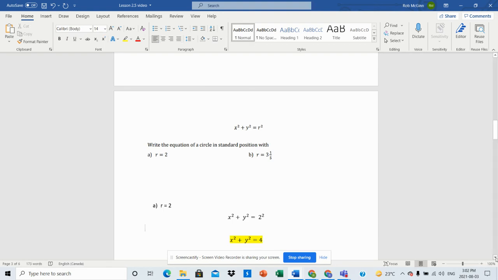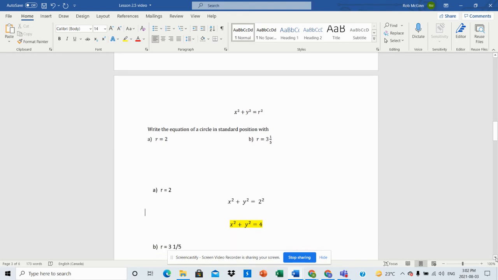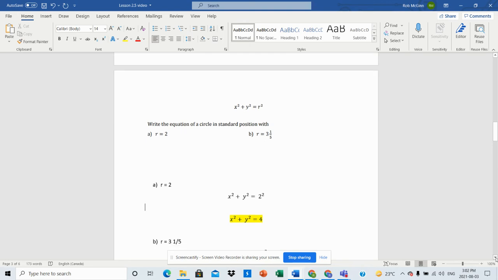We're going to look at one more, and that's when we have fractions. Fractions can make it a little bit tougher, but it's not too bad. So once again, the equation of the circle is in standard position. That means that our origin is the center point, so our center is 0, 0. So we'll have x squared plus y squared equals r squared form.